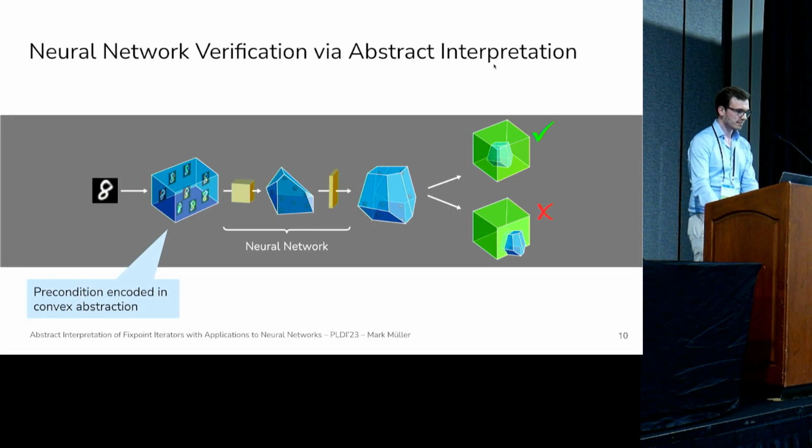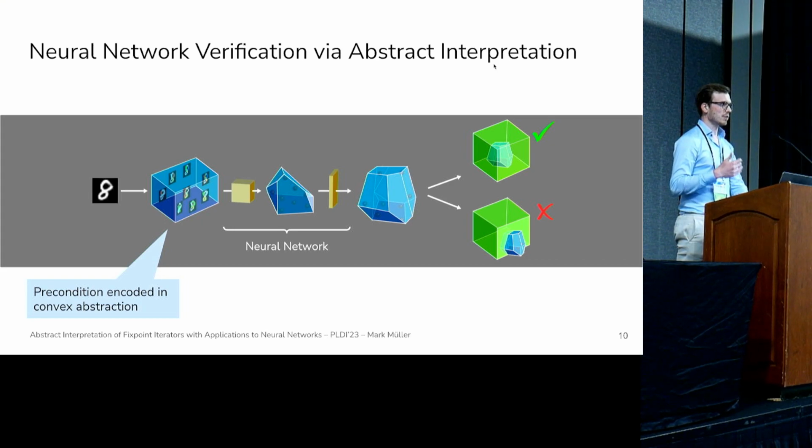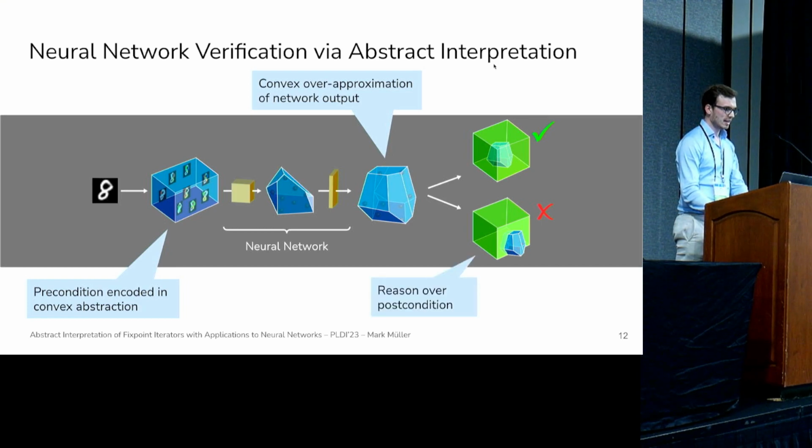abstract interpretation. Here we encode the precondition, or really the inputs that satisfy the preconditions, using a convex abstraction, and then propagate this abstraction through the neural network, thus effectively computing an over-approximation of its reachable set. We can then compare this reachable set against the post-condition to determine whether or not it is satisfied.